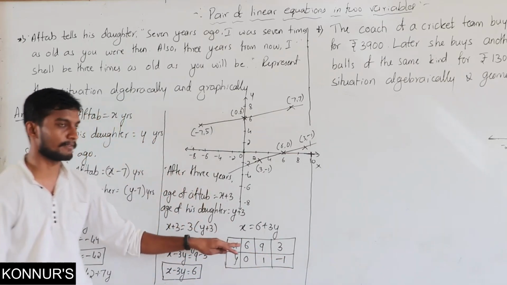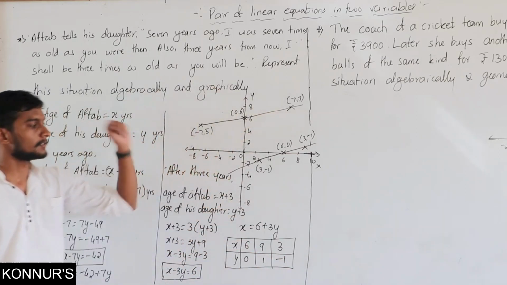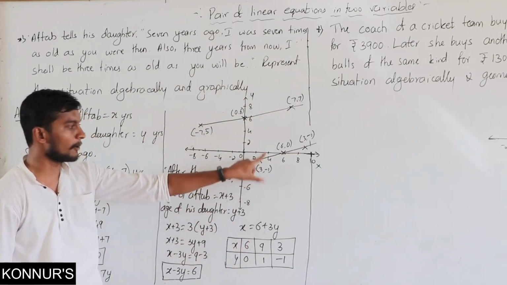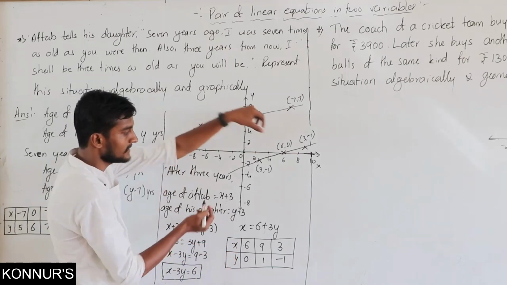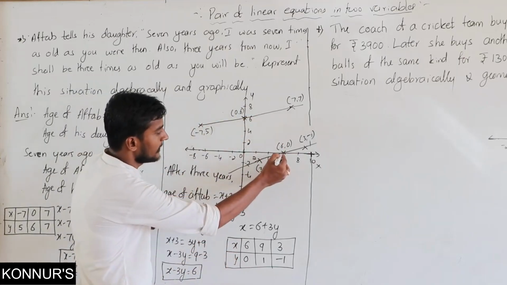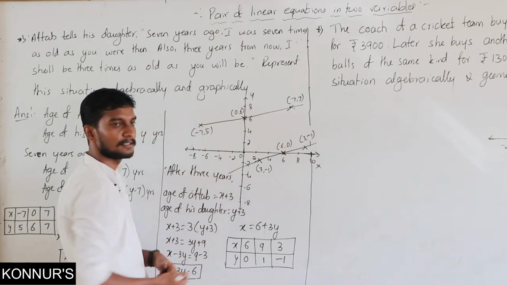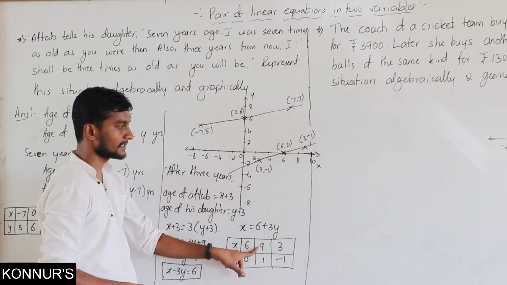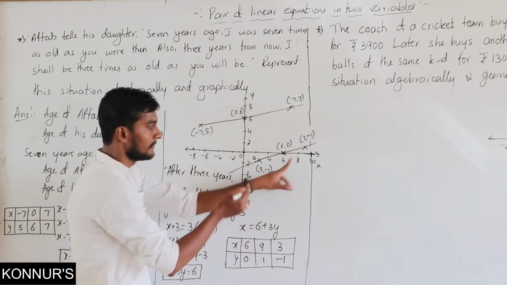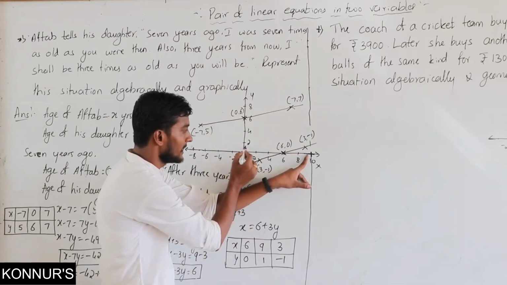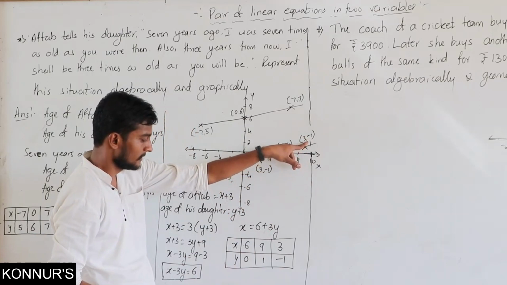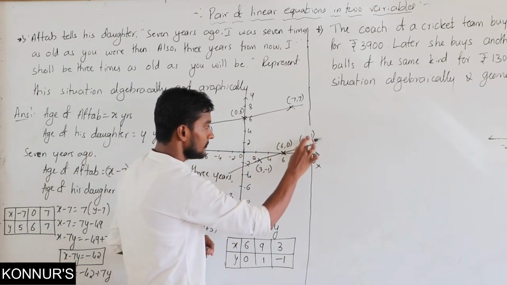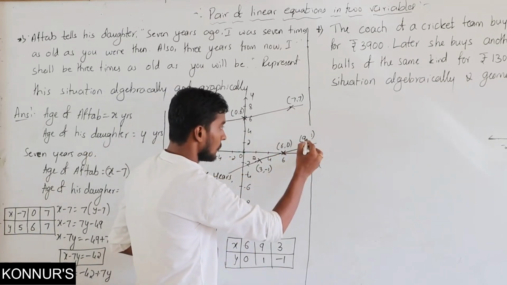So you are getting different x values and you can put a graph. By taking these values, I have put a graph here now. So when x is 6, y is 0. The point we are getting here is 6, 0. The second one is when x is 9, y is 1. When x is 9, y is 1 here, they both will intersect at this point. So this is 9, 1.